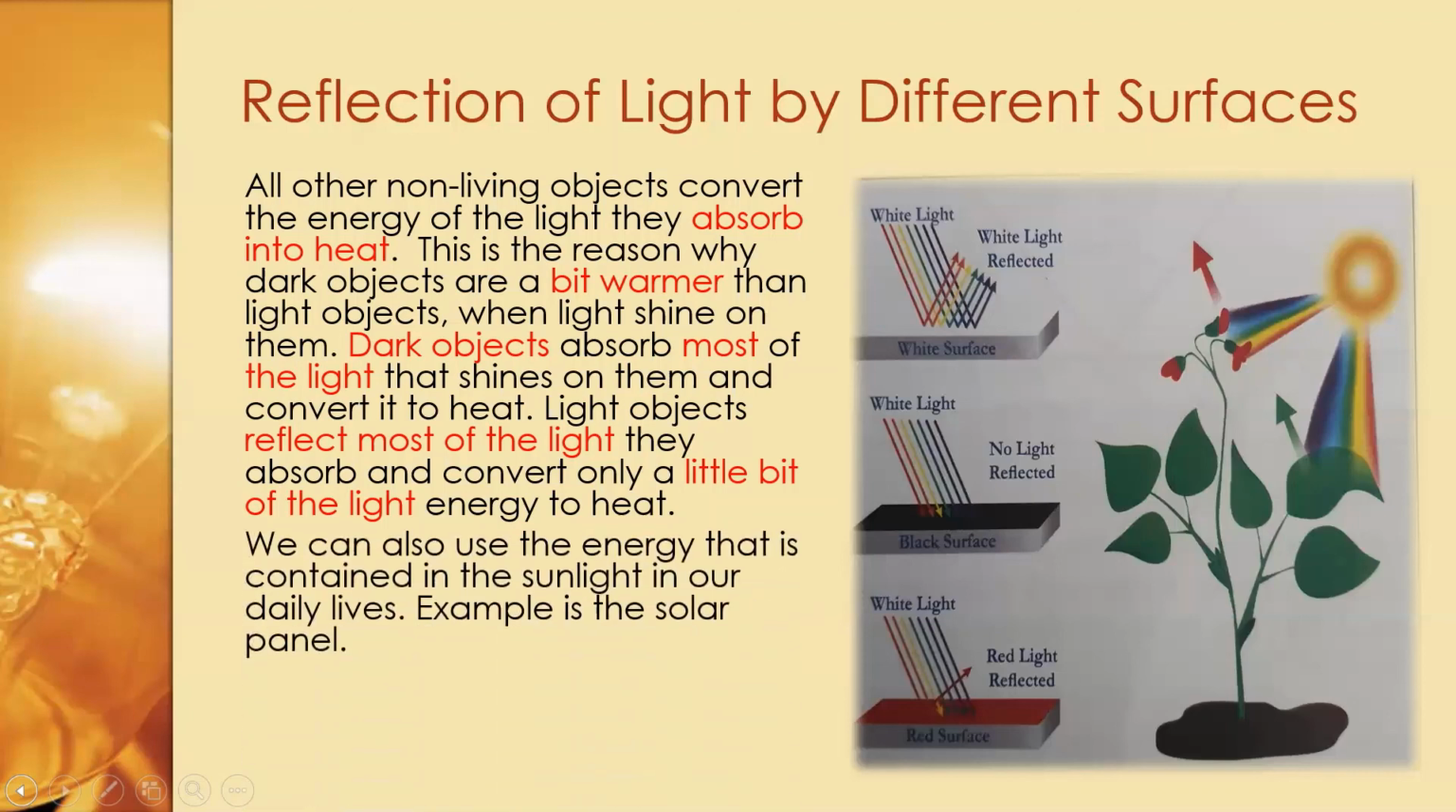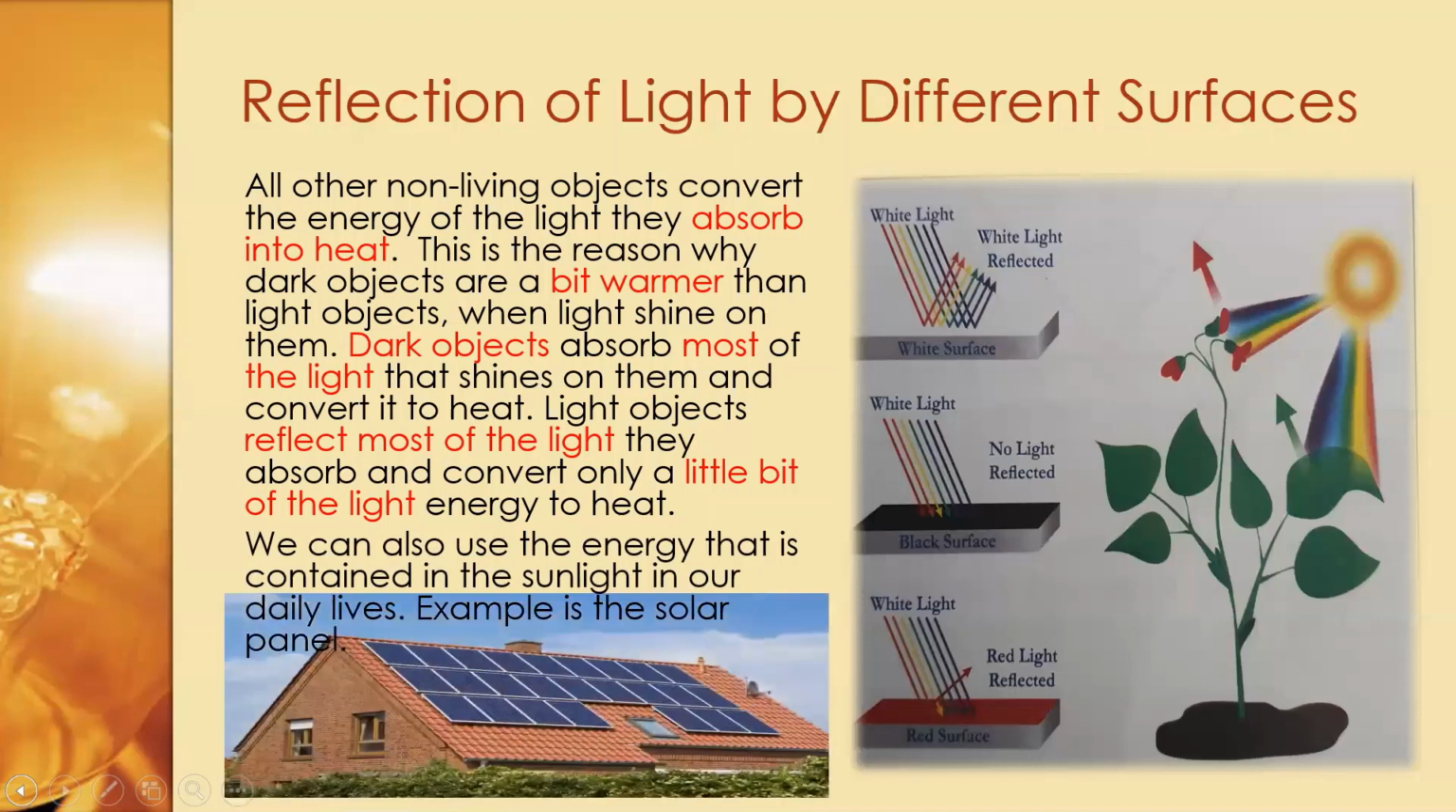We can also use the energy that is contained in the sunlight in our daily lives. An example is the solar panel. As you can see in the picture, solar panels are designed as a dark surface so that they can absorb all the light and convert it into heat that gives power to every house.